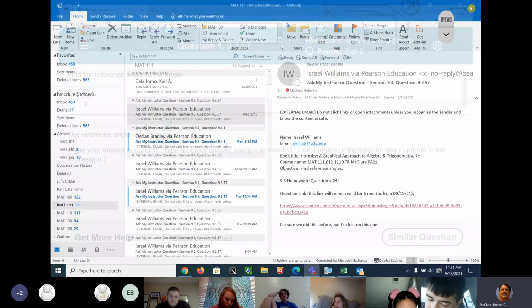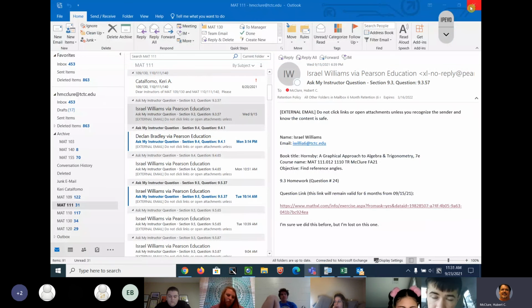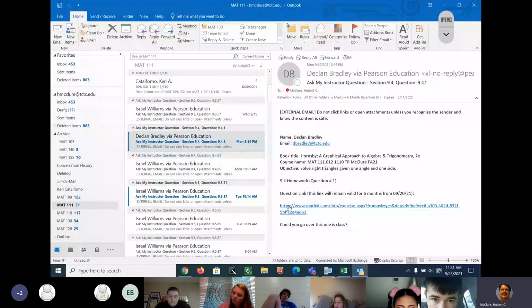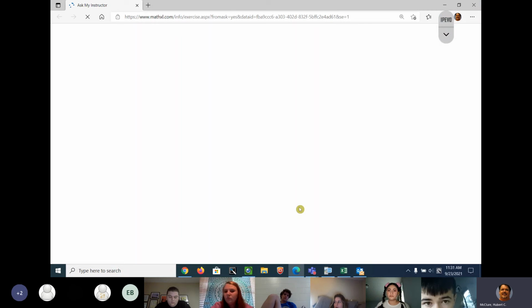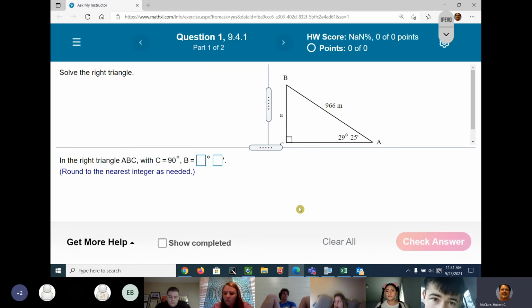This is 9.41/1. So this is the first one of your homework. Is it a test question? Because there are some questions, anything with a triangle. If you see a triangle, it's going to be on the test.